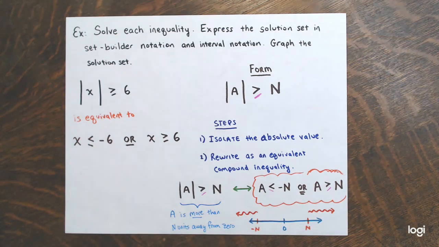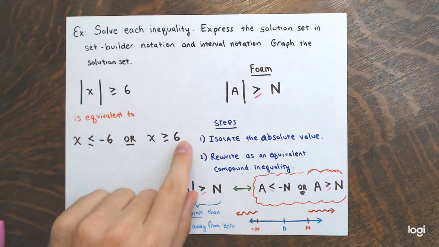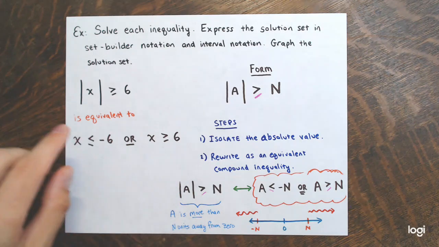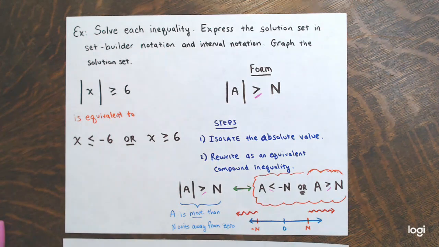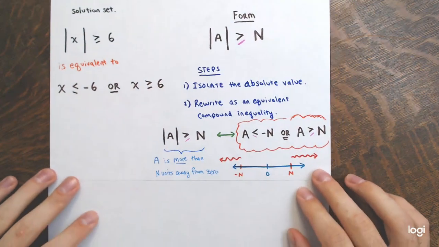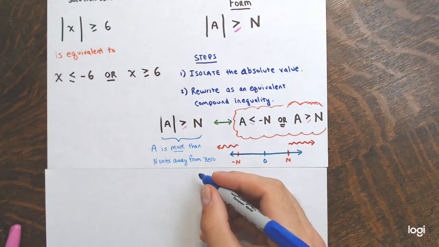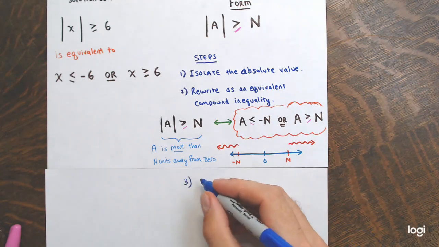All right, so after doing that, after writing our absolute value inequality as an equivalent compound inequality without absolute values, notice in this compound inequality here, there are no absolute value symbols. I'm removing those. Then the third step, solve the compound inequality.